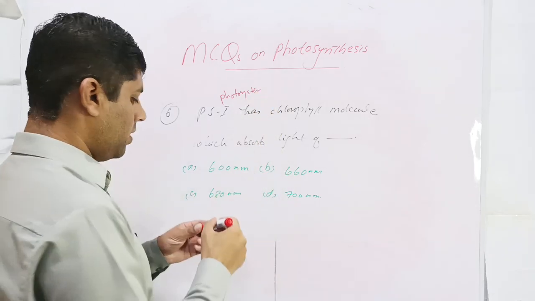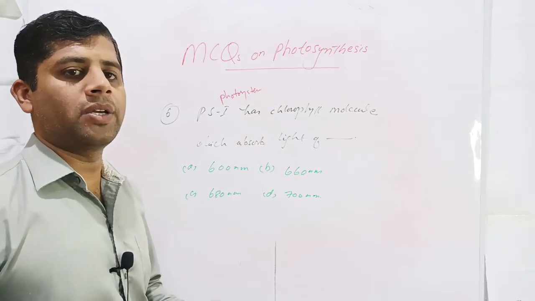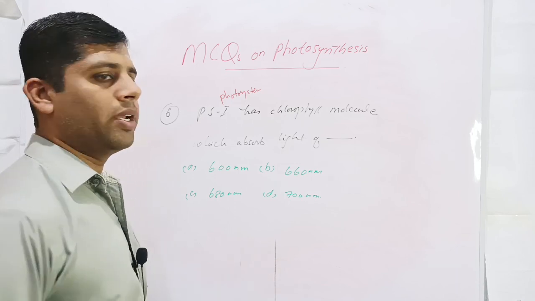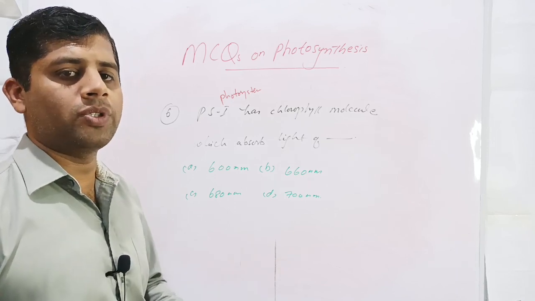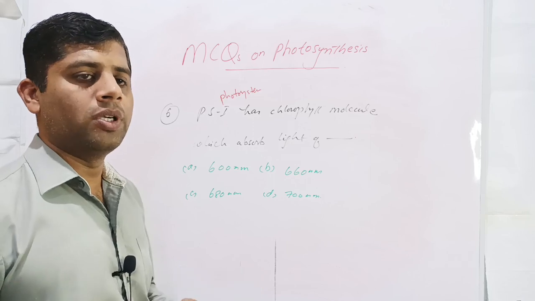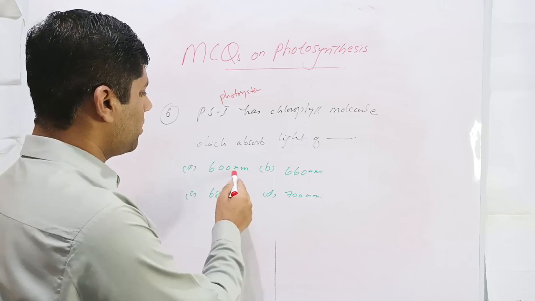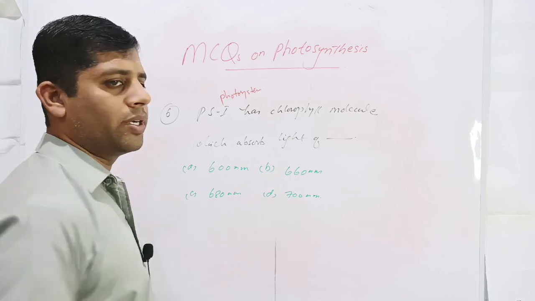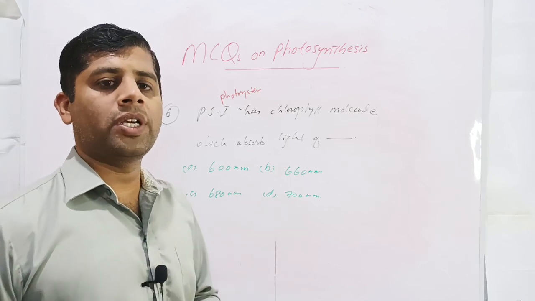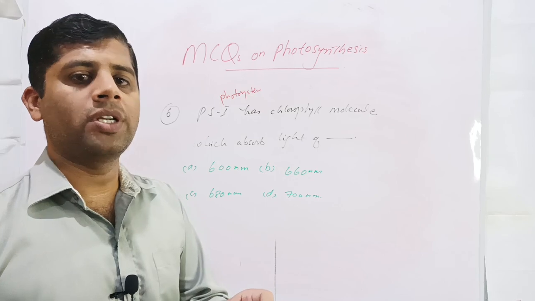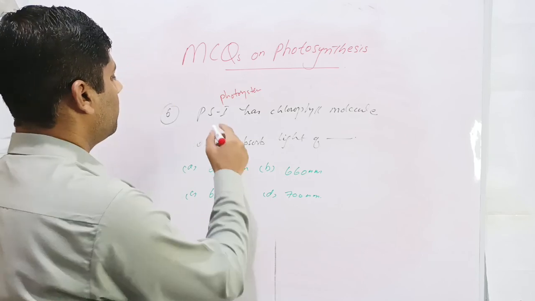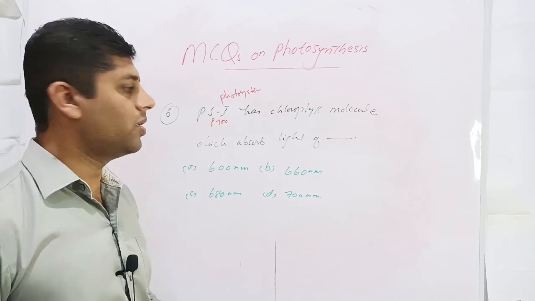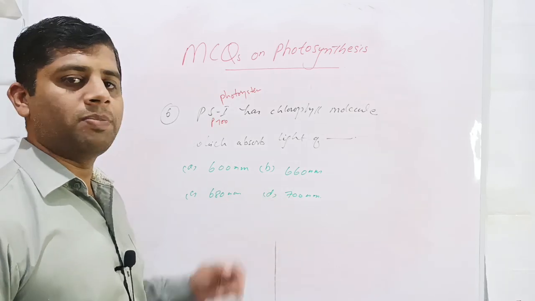Photosystem means the cluster of photosynthetic pigments like chlorophylls and carotenoids. These clusters are called photosystems, and there are two types of photosystem in plants: photosystem 1 and photosystem 2. The given options are 600 nanometer, 660 nanometer, 680 nanometer and 700 nanometer. Photosystem 1 can absorb light of 700 nanometer, and therefore it is also called P700, while photosystem 2 absorbs light of 680 nanometer, and therefore it is called P680.